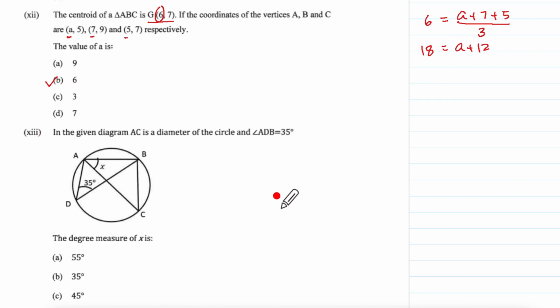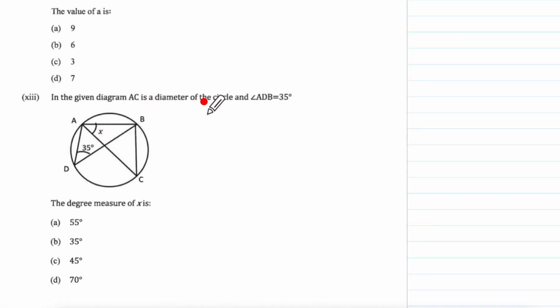Let's come to the 13th one. In the given diagram, AC is the diameter of the circle and angle ADB is 35. This is your 35 degrees. And the value of x, this one, how much will it be? If AC is the diameter, then ABC becomes 90 degrees because of the angle in a semicircle.